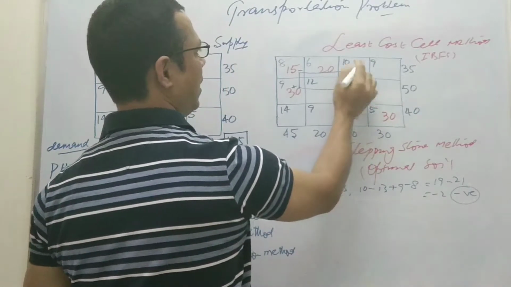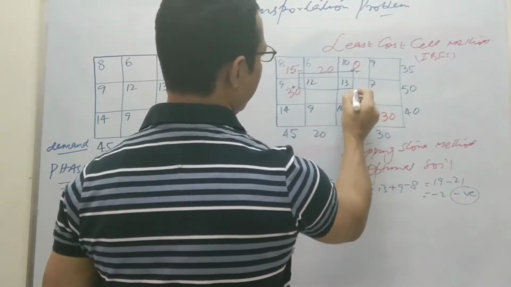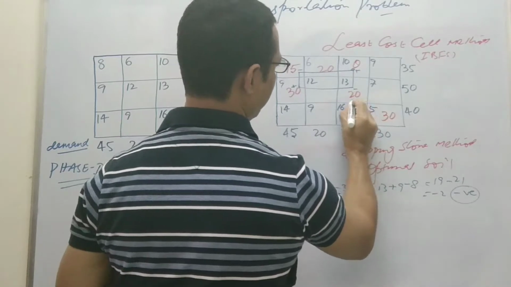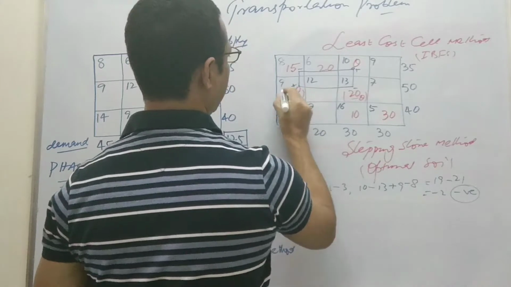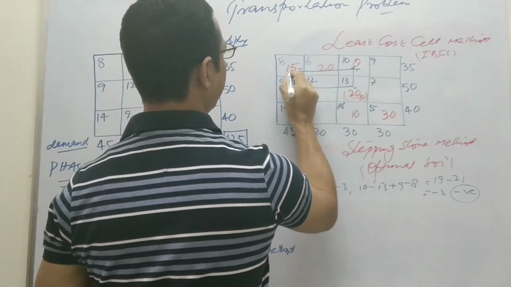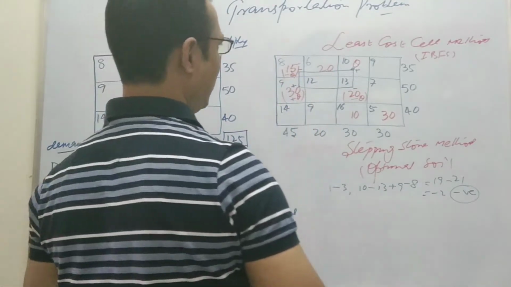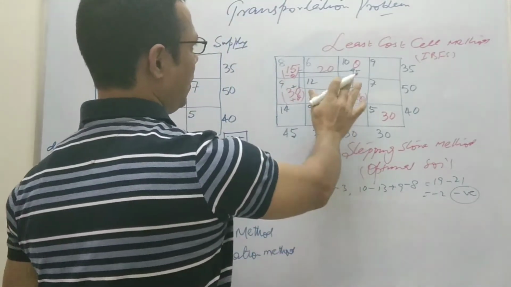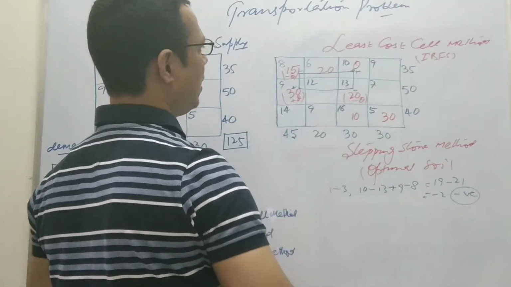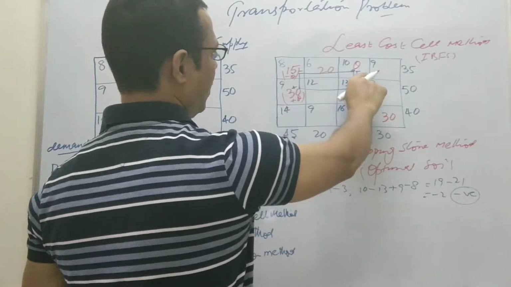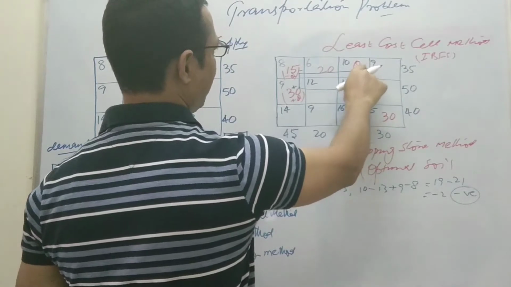Where do we put theta? I started from here, so here we consider theta. With the negative sign we put negative theta, with the positive sign positive theta, and with negative again negative theta. Now theta has got its positions. Then we determine which cell is going to leave its position and which cell is going to enter. Because we considered theta here, this one is going to enter.